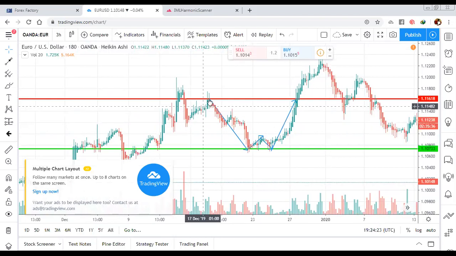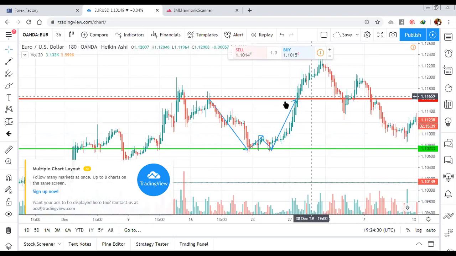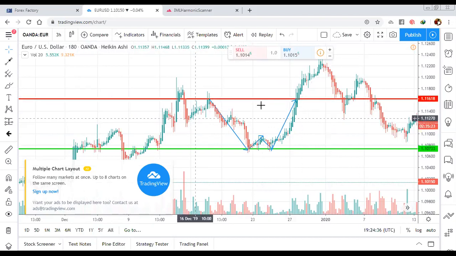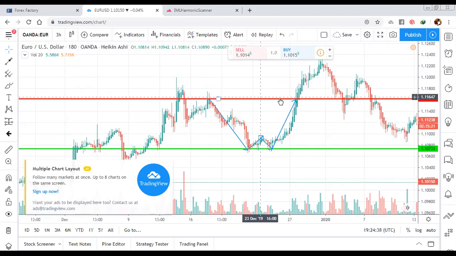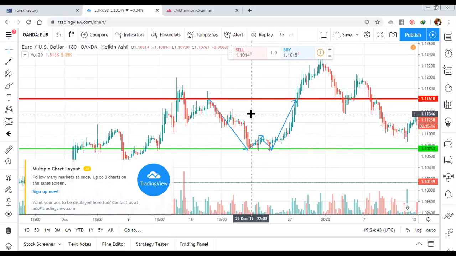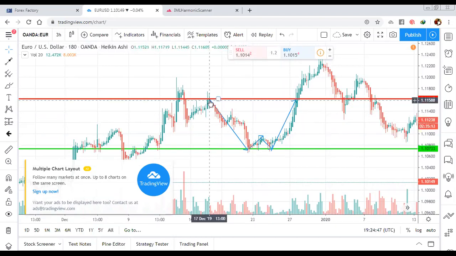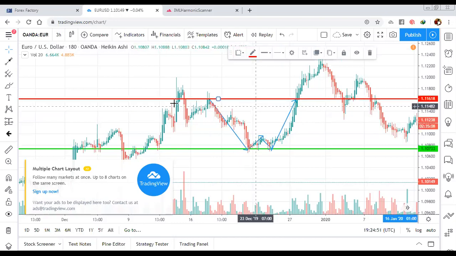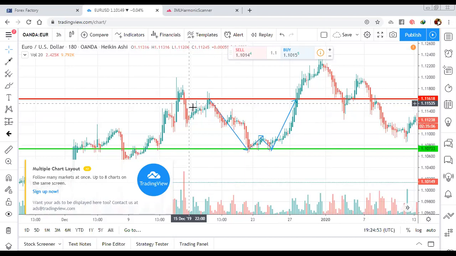And as you can see here, the red line is serving as a what? A resistance. Now, if you see on the screen, where the red line is, there are lots of activities happening there. This is the place where you can see candles touching it regularly. Repeatedly, candles are always touching it.